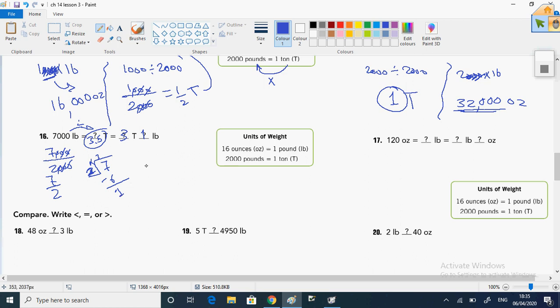1 left over. 1 left over means 1000, because here I crossed, and 1000 lb left over. Because here I crossed, because each one here 1 left over, 1 over 2, 1 over 2, 1 over 2, that means 1000 over 2000, or 1000 lb left over.